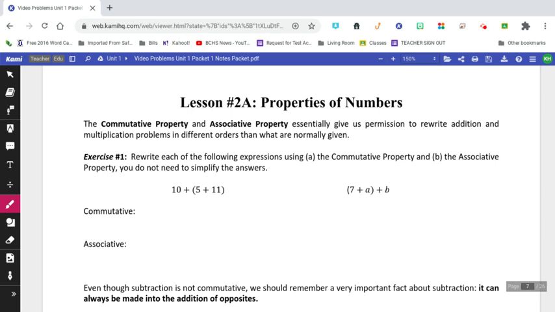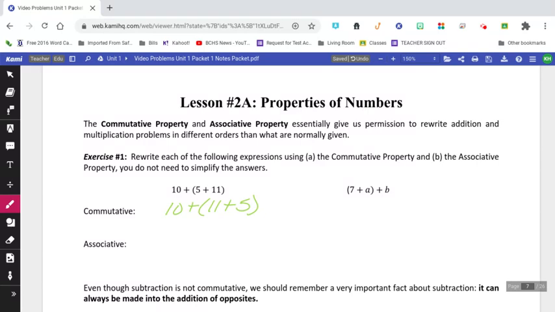All right, so for commutative, remember commutative simply means different order. So there are a couple things that I could do here. For 10 plus the quantity 5 plus 11, an example of commutative would be to, inside the parentheses, switch the 5 and the 11. So 11 plus 5. That would be commutative.